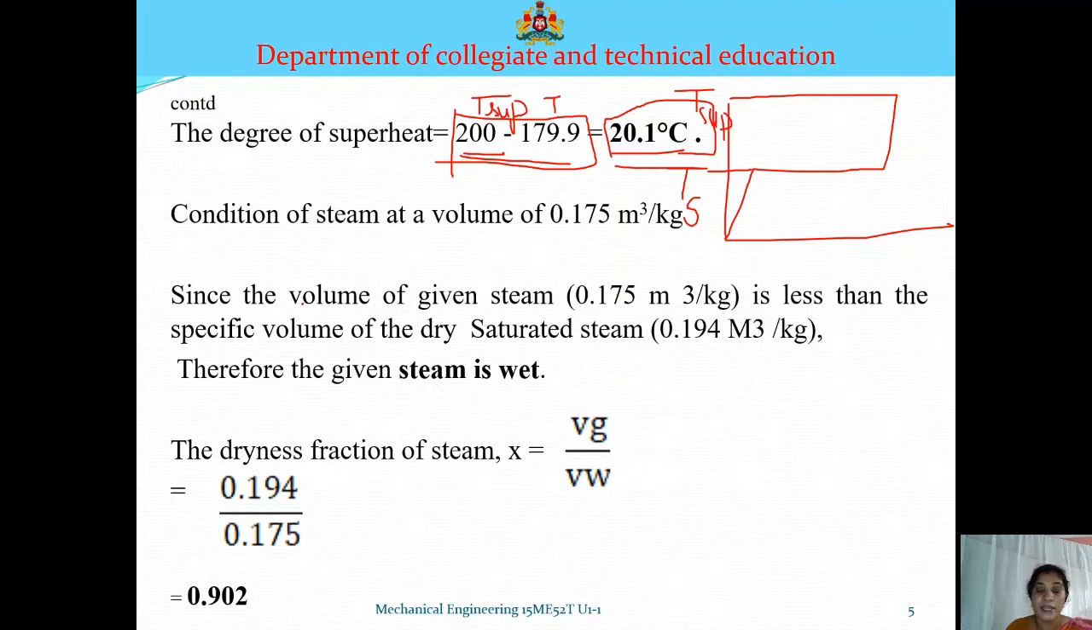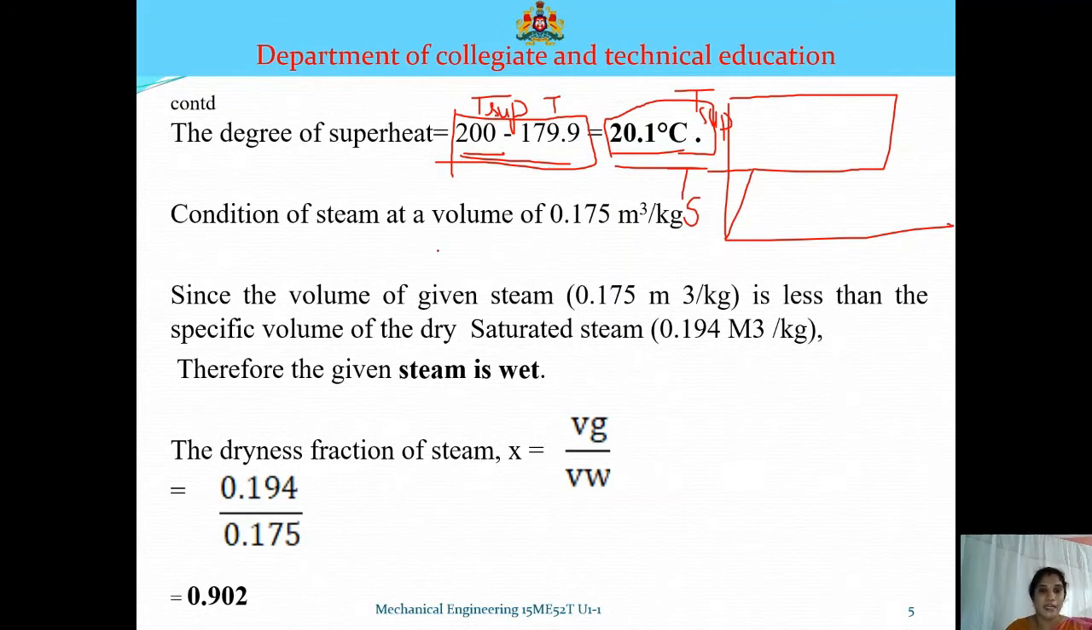We have added an extra 20.1 degrees Celsius of heat to the dry saturated steam to obtain a superheated steam. Okay, so the condition of the steam is superheated.